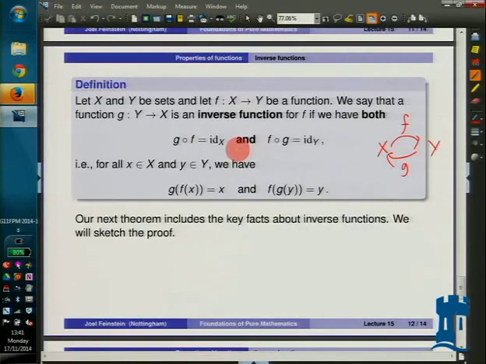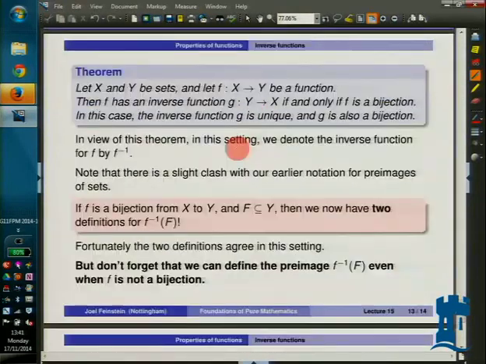Okay, so here's the key result then about bijections and inverse maps. So you let x and y be sets, and you take a function f from x to y. Now, it may or may not have an inverse function, and it may or may not be a bijection. And in fact, they've got the same answer. The function f has an inverse function g, if and only if the function is a bijection, and in which case that inverse function is unique, and the inverse function then is a bijection as well.